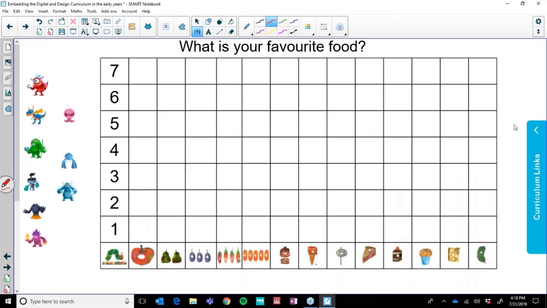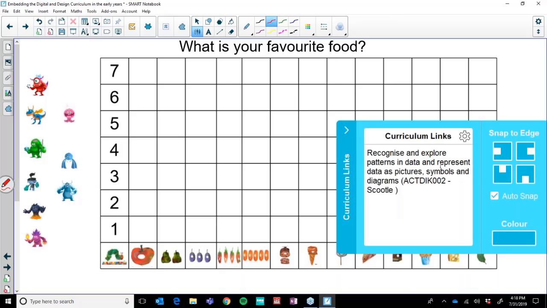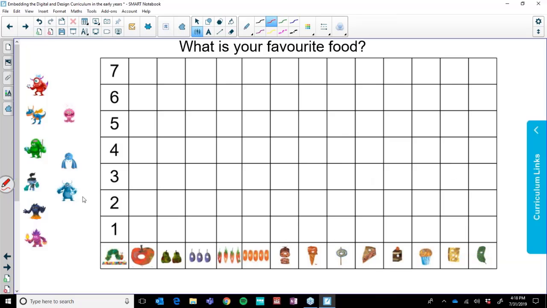This one is fantastic for recognizing and exploring patterns in data and representing data as pictures and symbols. So simply just using a table. Now, I have my student pictures over here. I don't have them at the moment because you can see that I've interchanged them with my monsters just for privacy reasons. So my class of monsters are here today. So you can see my little pictures.